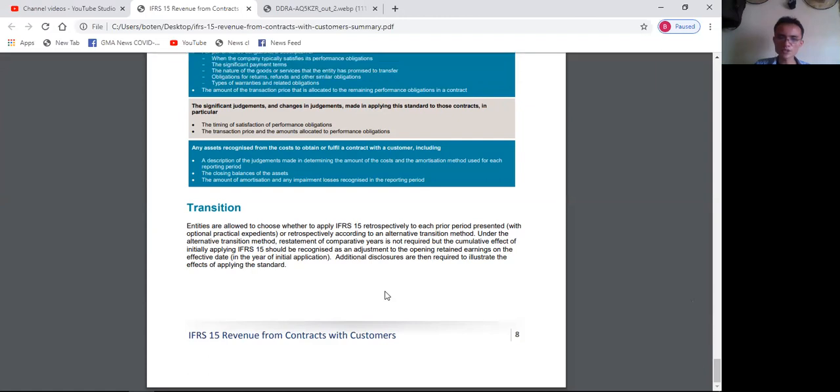Then using individual contract basis. Under the alternative transition method, the restatement is not required, but the cumulative effect of initially applying IFRS 15 should be recognized as an adjustment to the opening retained earnings. So in other words, this is going to be treated as a change in accounting policy under IAS 8, which would require an adjustment in the opening balance of the retained earnings.